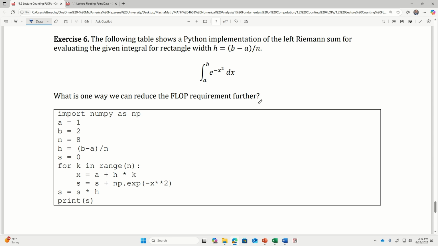So here it is. It's the same one that was on the right earlier. We're already doing the trick where we multiply by the width of the rectangles at the end. This time the question is, can you think of any way where you can reduce the flop requirement further?